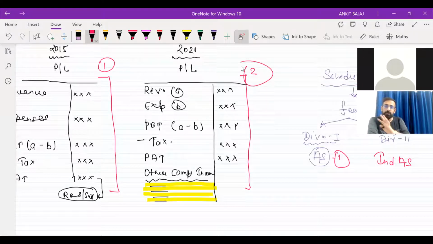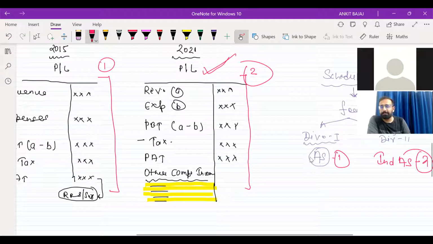In IFRS also, when we learn IFRS, we are learning IFRS because Ind AS and IFRS are totally the same. There are small differences, and we will cover those differences also. So if you are learning IFRS, automatically you will be learning Ind AS. Companies who are following IFRS or Ind AS have to follow this format. So format number 2 will be applicable for those companies who are following IFRS or Ind AS.